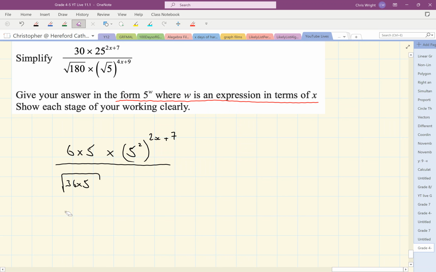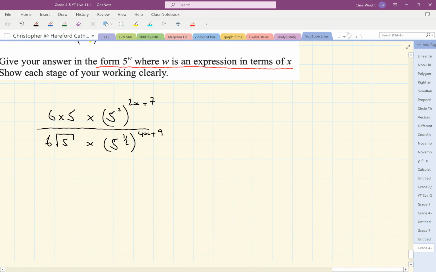Now, if I didn't know that, the truth of the matter is, you could simply type in square root of 180 onto your calculator and press equals, and it will tell you that the square root of 180 is equal to 6 times the square root of 5. Multiplied by, now I'm looking at this, square root of 5, well, that is 5 to the power of a half, isn't it? So that's 5 to the power of a half raised to the power of 4x plus 9. Right, I'm looking good now.